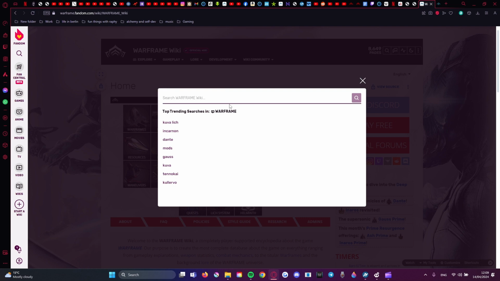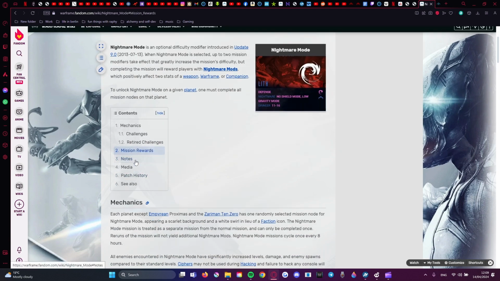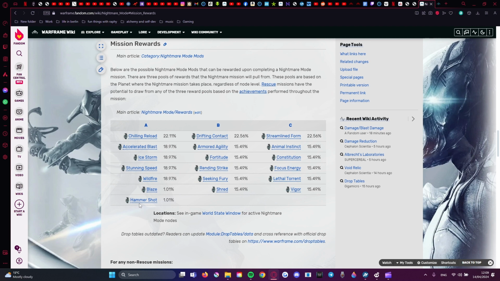I'm gonna go to the wiki and check it out. Nightmare mode rewards, mission rewards. So Hammer Shot and Blaze are the big ones. Of course, 1% drop chance. They sell for 100 platinum and 60 platinum.